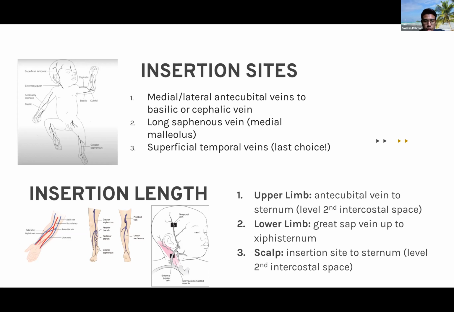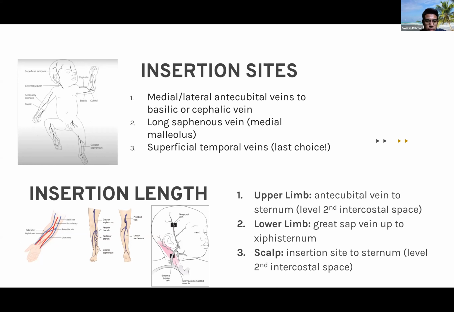For insertion length, in the upper limb we use the antecubital vein to the level of the sternum, at the level of the second intercostal space. For the lower limb, from the great saphenous vein up to the sternum level, and for the scalp, from the insertion site to the sternum level.